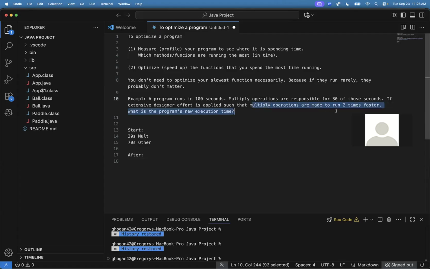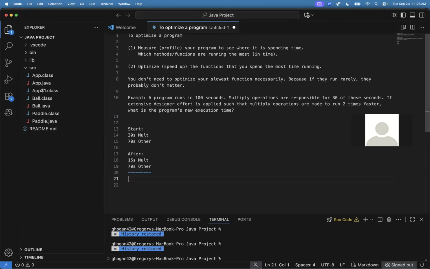Well, if we make multiply 2 times faster, then instead of running in 30 seconds, it's going to be 15 seconds, right? That'd be twice as fast. But the other stays the same. So you'd still have 70 seconds for the other. So your total would be 85 seconds at the end.